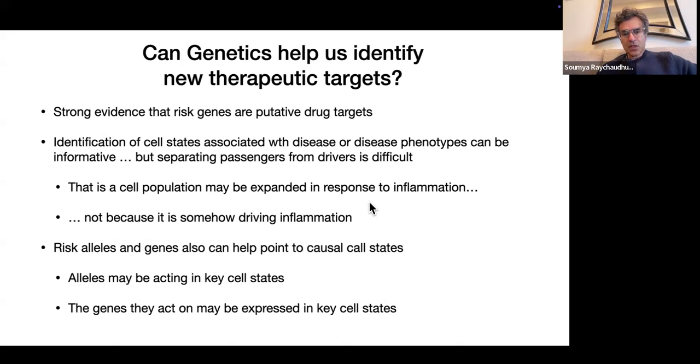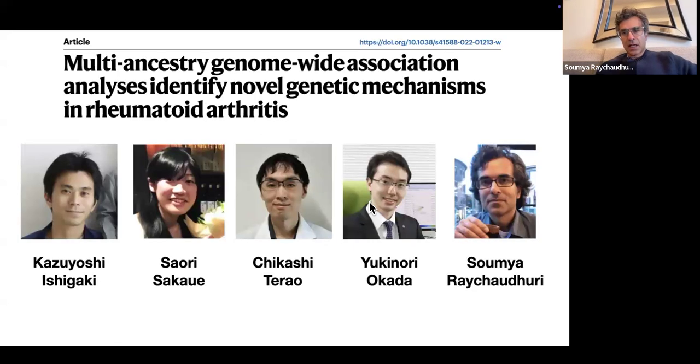So we think that these risk alleles and risk genes may be acting in key cell states, and that they may be expressed in key cell states. And so we've been involved in genetics over the years. This is our latest study, which was done with myself and many collaborators around the world, but especially by Kazuyoshi Ishigaki, Saori Sakaue, Chikashi Terao, and Yukinori Okada, who were my key collaborators.